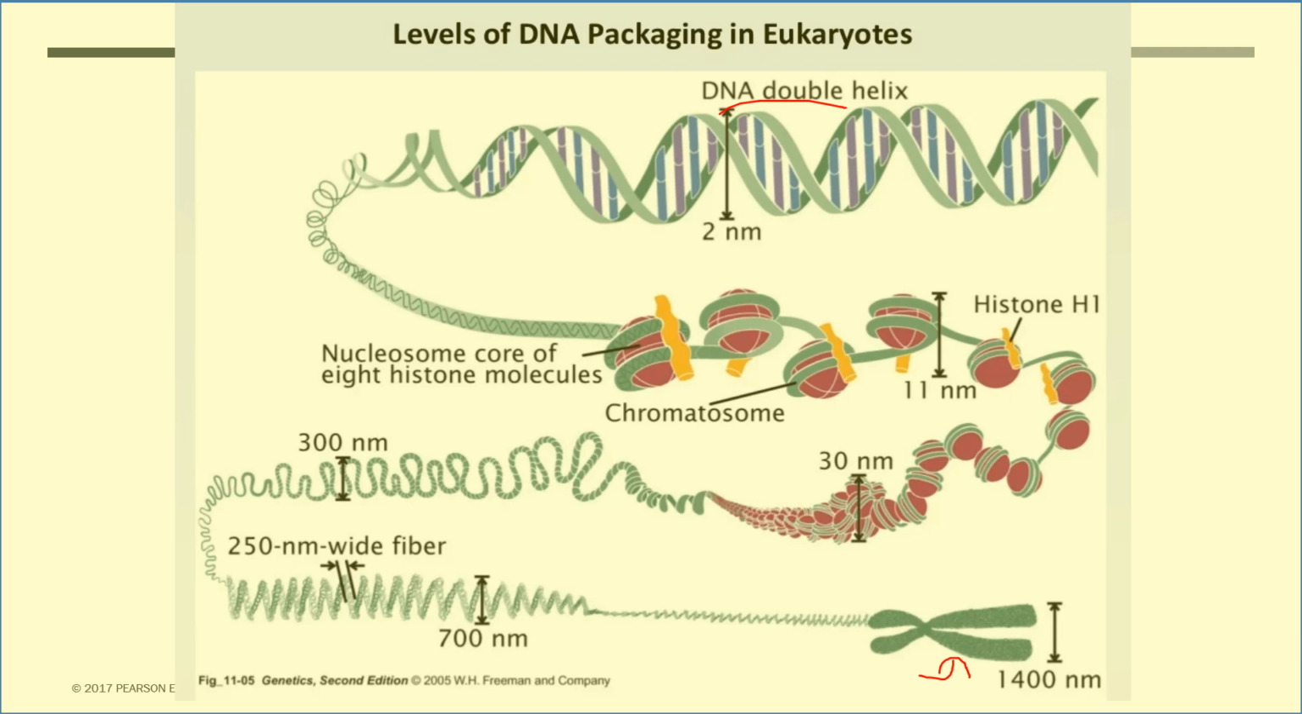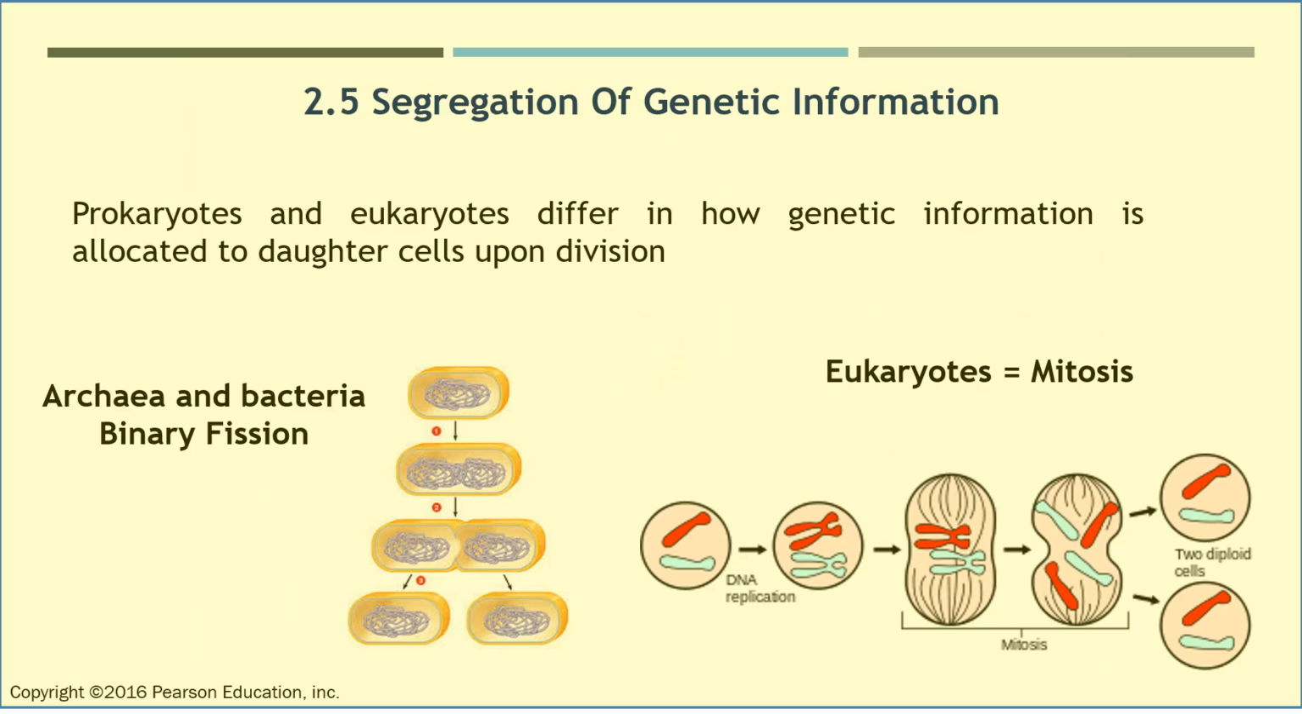Okay, this is a topic that I'm also not going to talk about because you have heard about this multiple times. That is the segregation of genetic information: how in bacteria and archaea you have binary fission, while in eukaryotes you have mitosis. Possibly you have heard about this in every single course of biology.